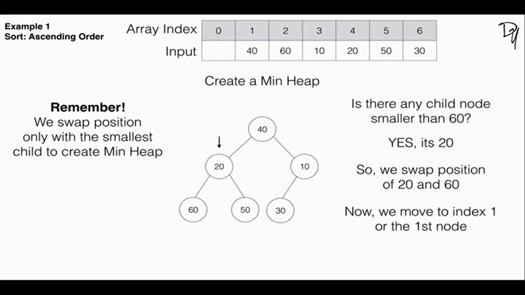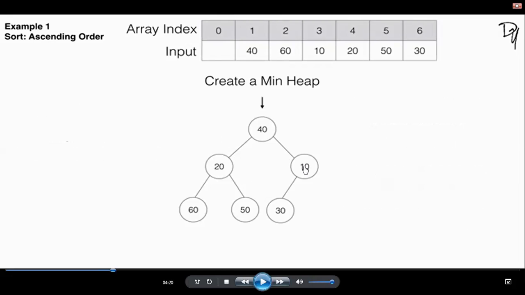We can move to the first index, the first node, that is 40. And I have to check whether any of the children is smaller. Both the children are smaller, but the smallest among those two is 10. So what do I have to do? I have to replace 40 and 10. And again, it's not completed, right? After swapping, I have to check again whether it is properly fine or not. I just swapped 40 and 10.